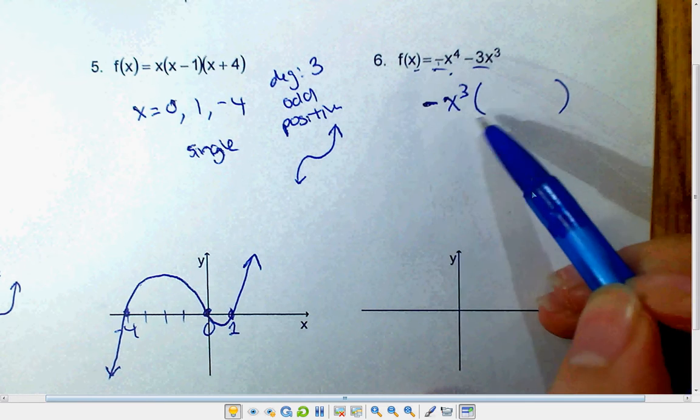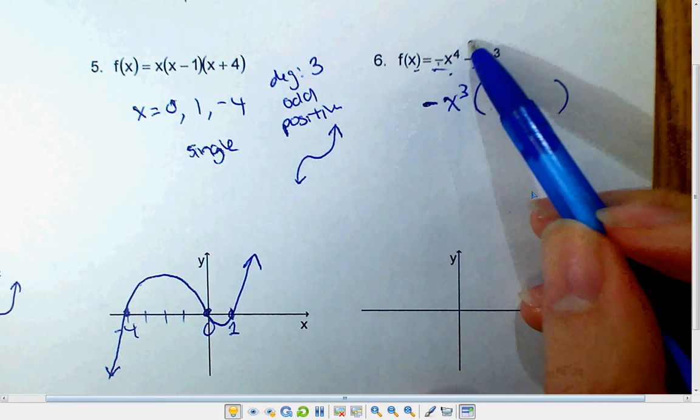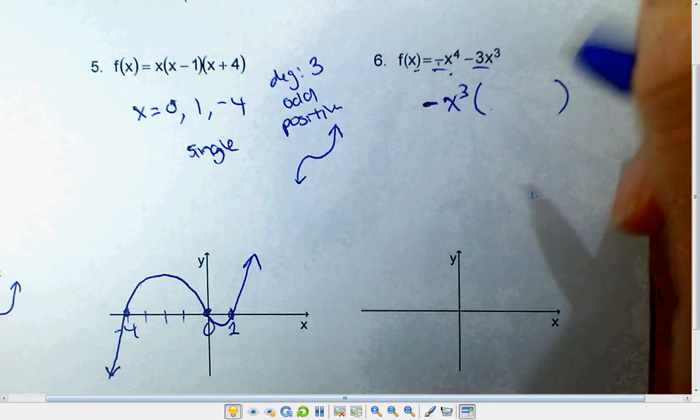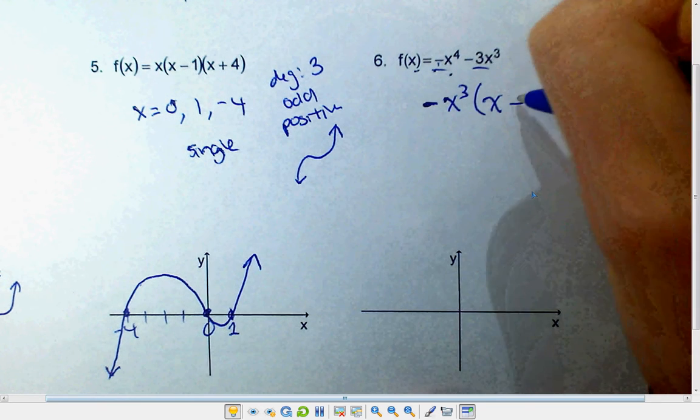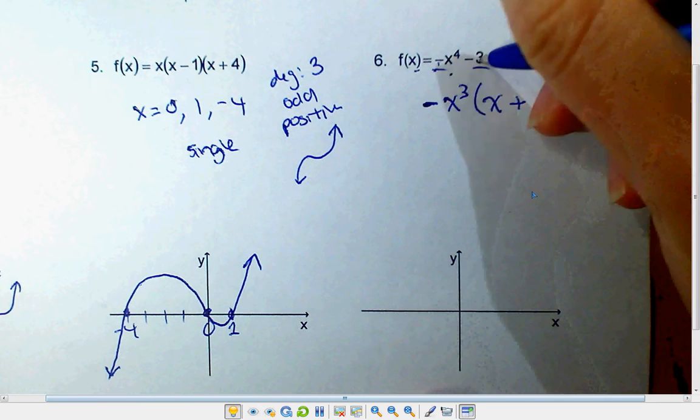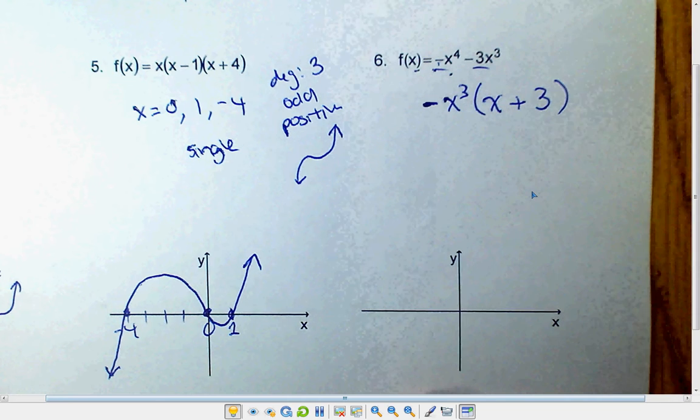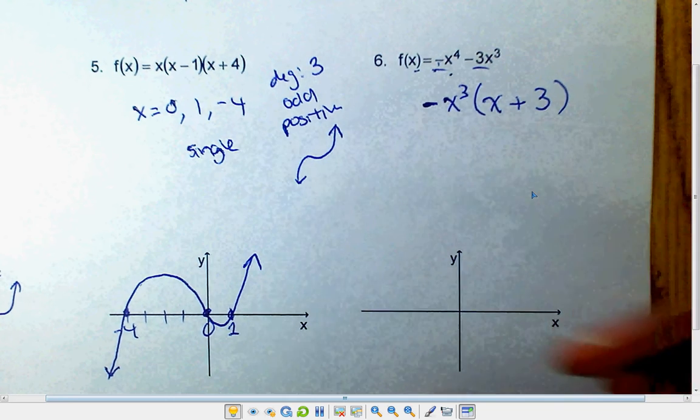So if I took out a negative, this is now going to be positive. x to the 4th divided by x to the 3rd leaves me with just 1x. Again, a negative divided by negative is now a positive. 3x cubed divided by x cubed leaves you with 3. So first we factor it. And now, same idea, let's write our roots.